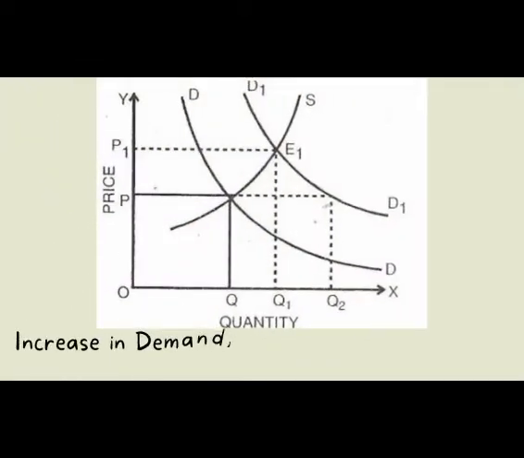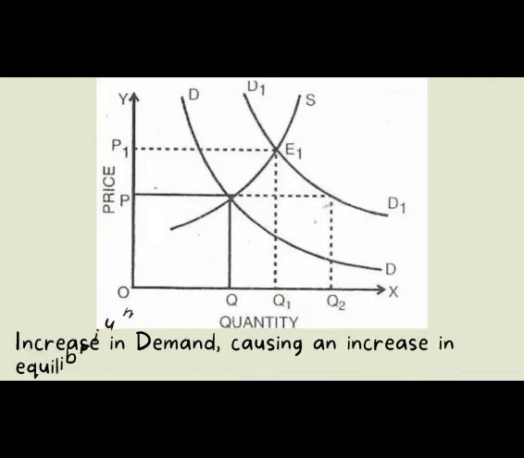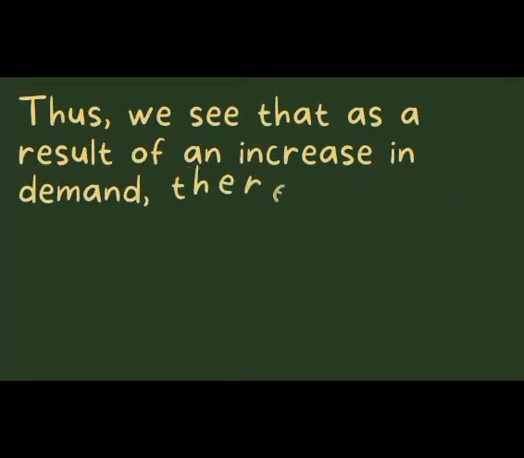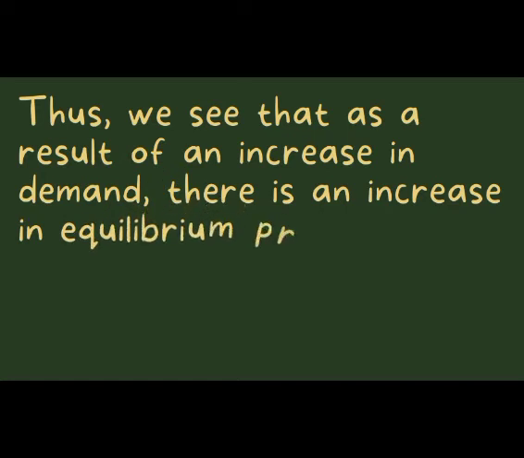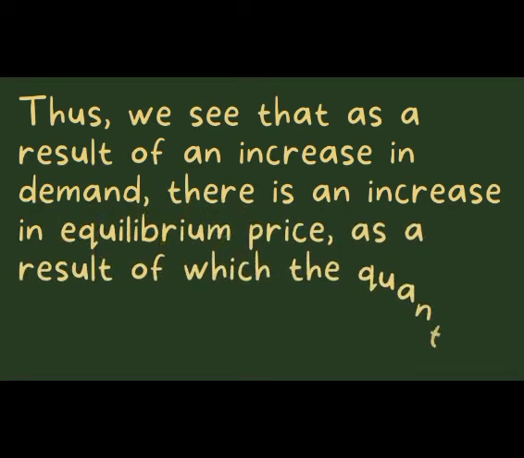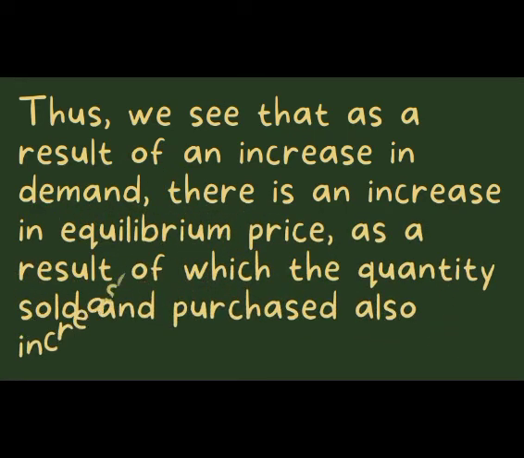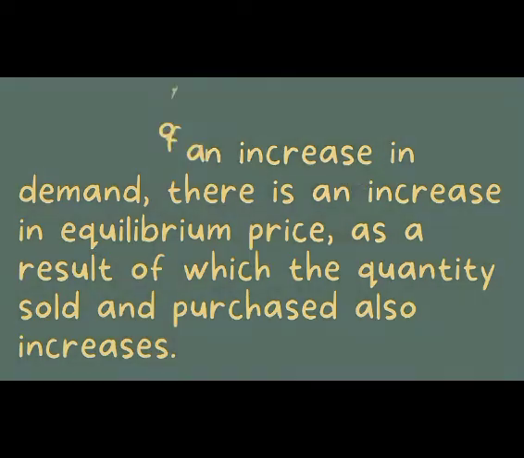Now we have the graph showing increase in demand causing an increase in equilibrium price and quantity. We can see that as a result of an increase in demand, there is an increase in equilibrium price, as a result of which the quantity sold and purchased also increases.